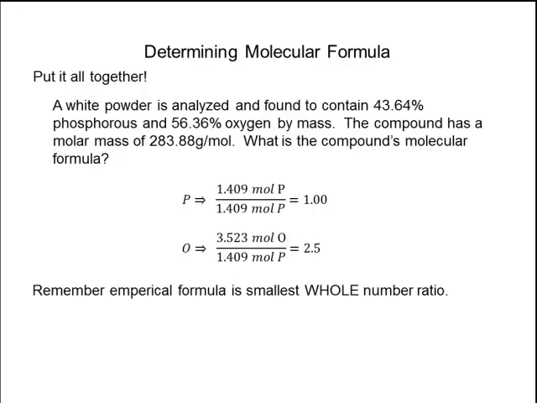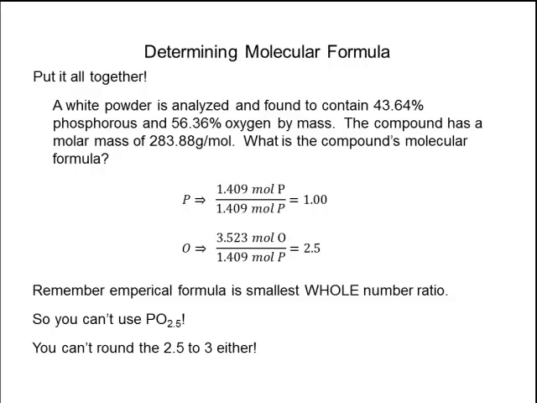Now remember, empirical formulas are going to be the smallest whole number ratios. So I can't have PO 2.5. I can't use that. I can't have a 1 to 2.5 ratio. And 2.5 isn't close to 3. The 3.99 in the previous example was close to 4, so we could round it. 2.5, we can't round up to 3. So what are we going to do with this 1 and this 2.5?